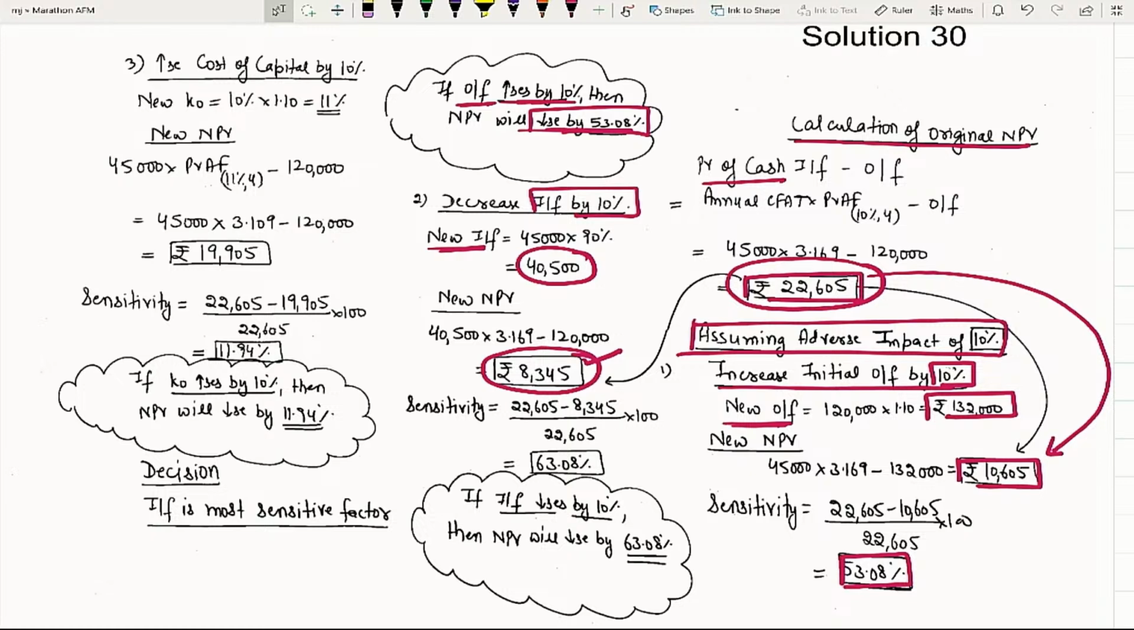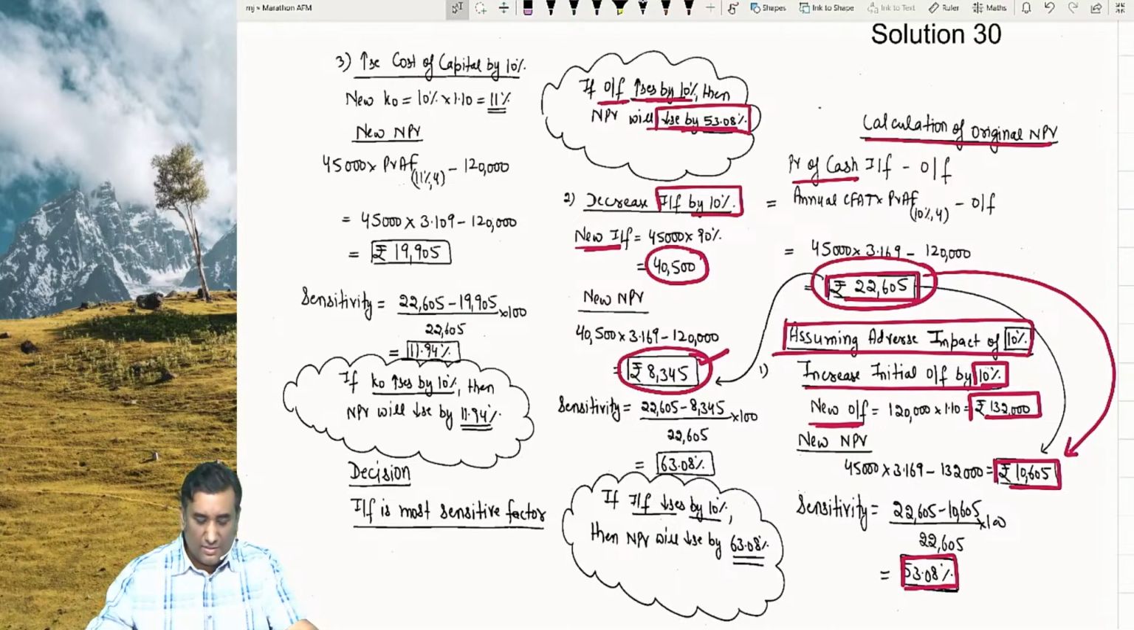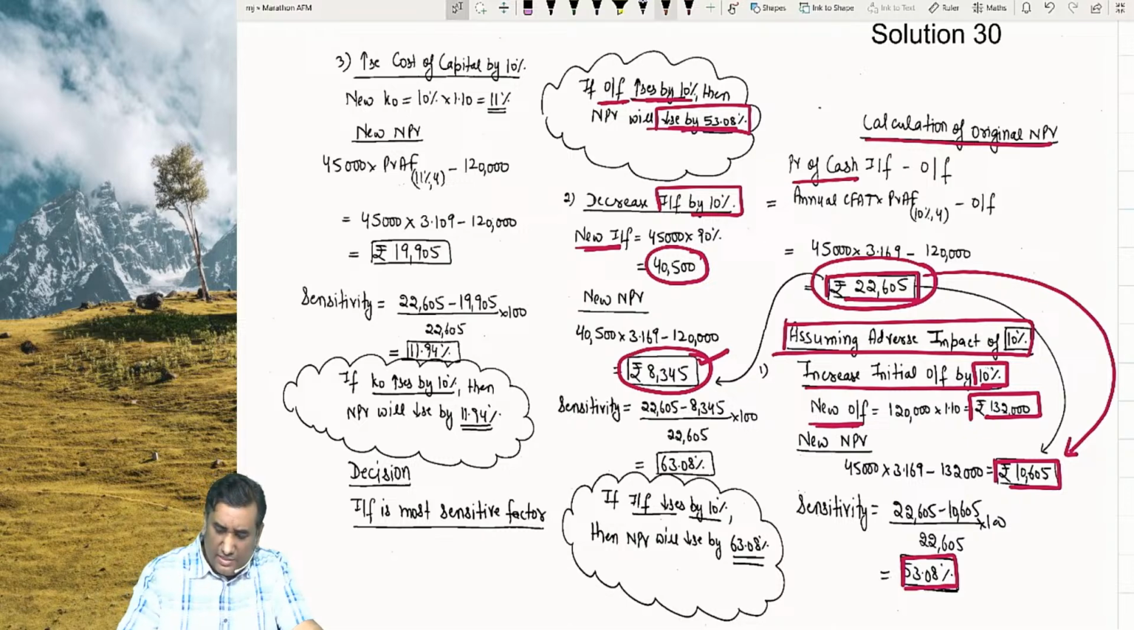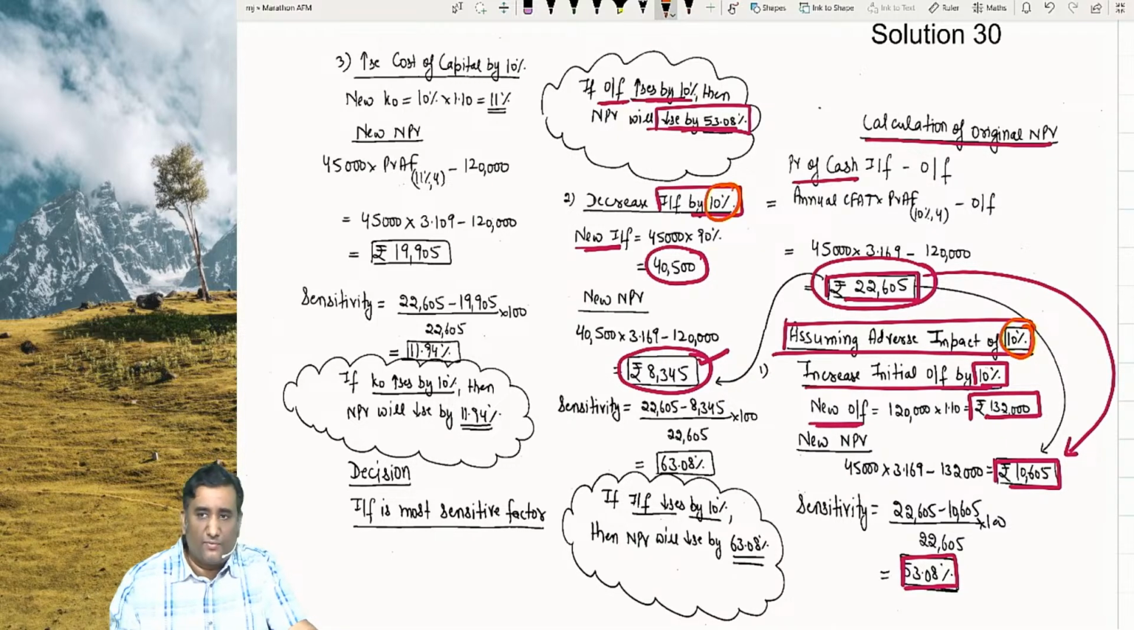Quickly check the entire answer, please. This is the practical style of doing it. We are changing each factor by the same percentage. We change it by 10%, because if we change by different percentages, then we cannot check the impact. We can only calculate the movement. But if you have to select the best one out, then each factor we are changing by 10%.